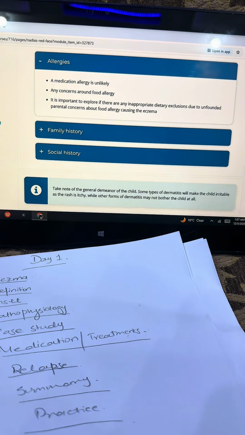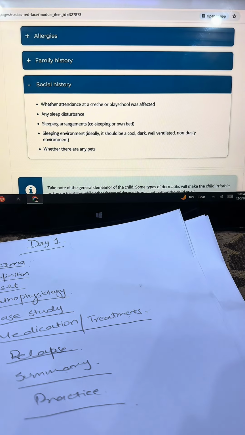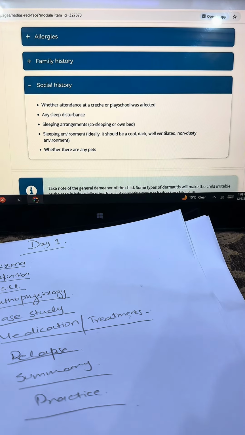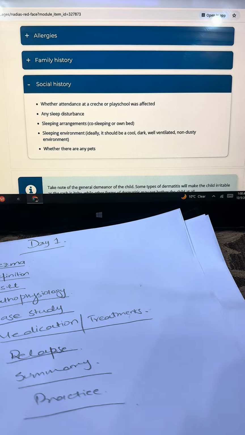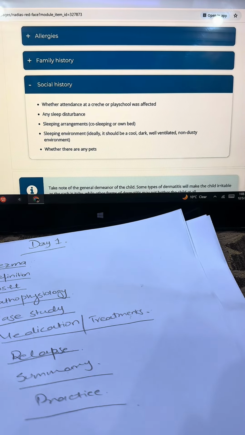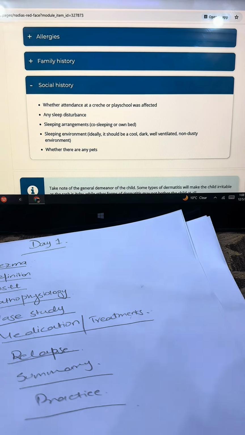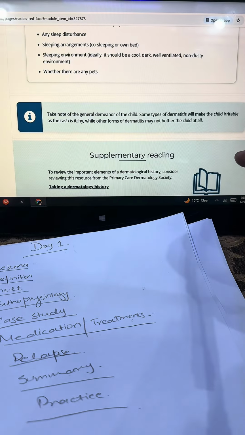Family history is very important. Any first degree relative with atopic dermatitis or any other dermatitis. And in the social history, we may ask about sleep disturbance, sleep environment, co-sleeping or own bed, cold, dark, well ventilated, non-dusty, and any history of pets. Okay.